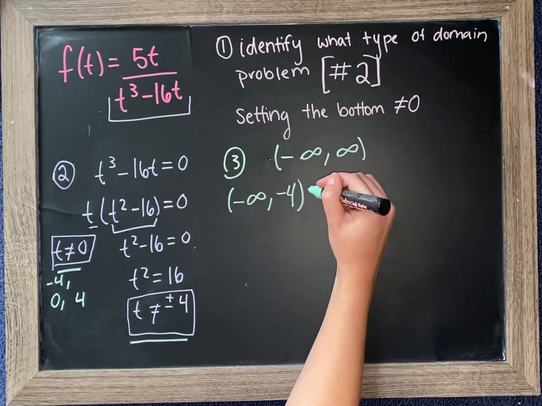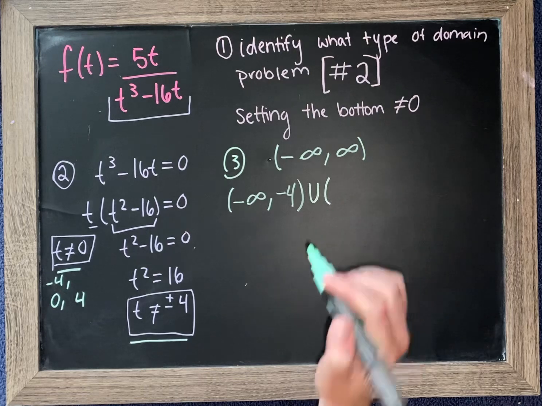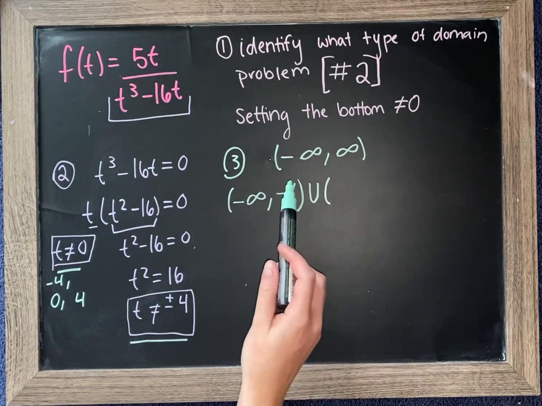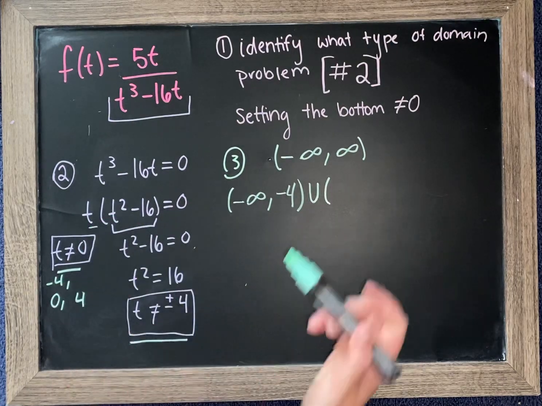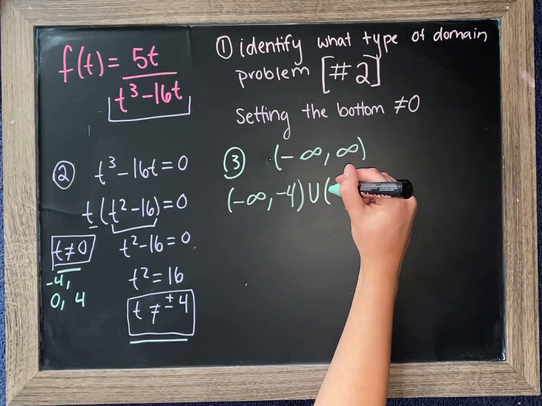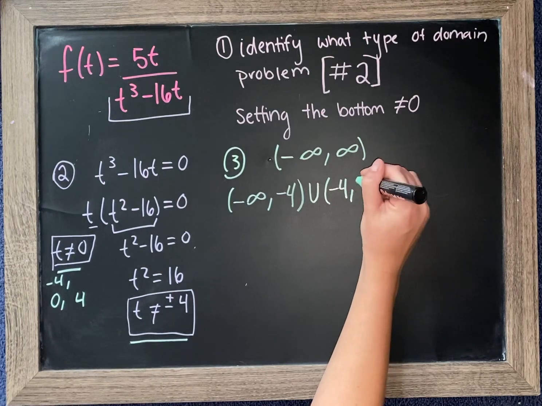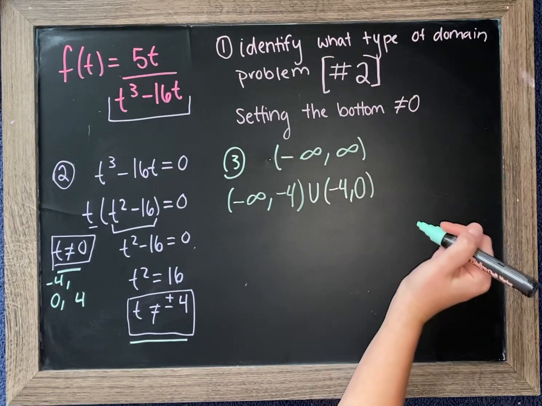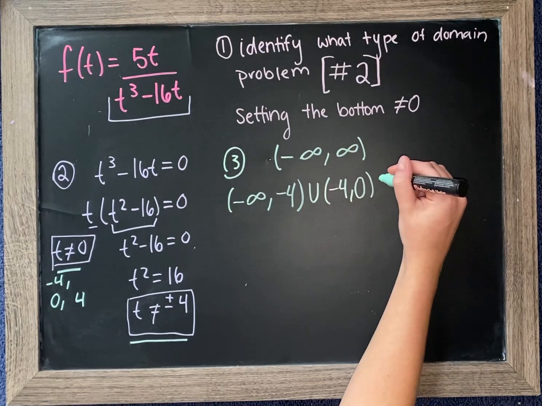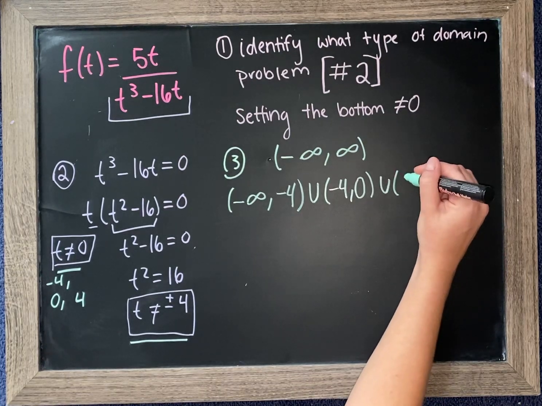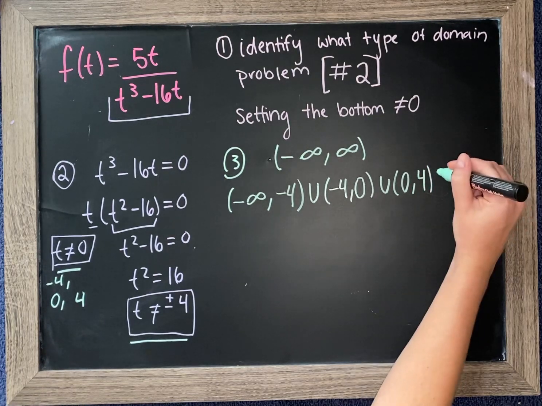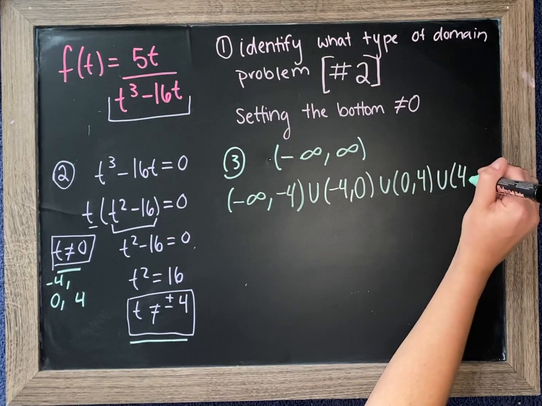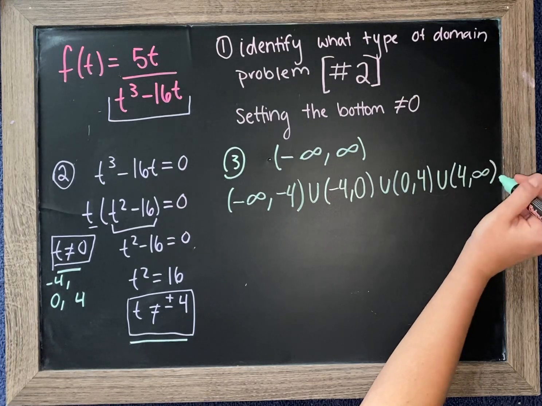And so now we're going to continue with the union. When we're fitting all these exclusions into our number line of negative infinity to infinity, next we're going to have the union of negative 4 to 0, and then you have 0 to 4, and then you have 4 to infinity.